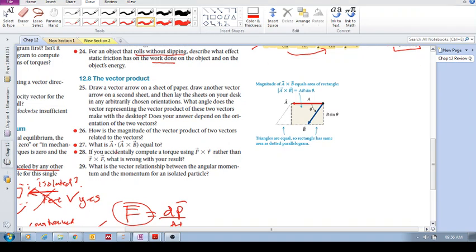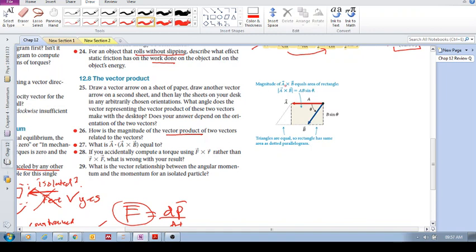Okay, let's finish off the review questions. Let's look at 26. How is the magnitude of the vector product of two vectors related to the vectors? Remember, if you've got vector A, vector B, you can put their tails together and determine what this angle is. But in a mathematical sense, the magnitude of the vector product is simply the magnitude of the first vector multiplied by the magnitude of the second multiplied by the sine of the angle between them.